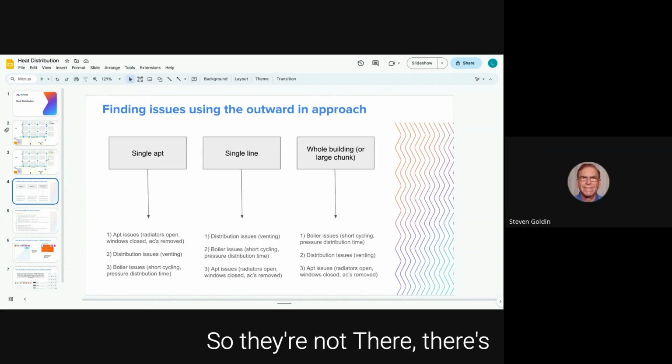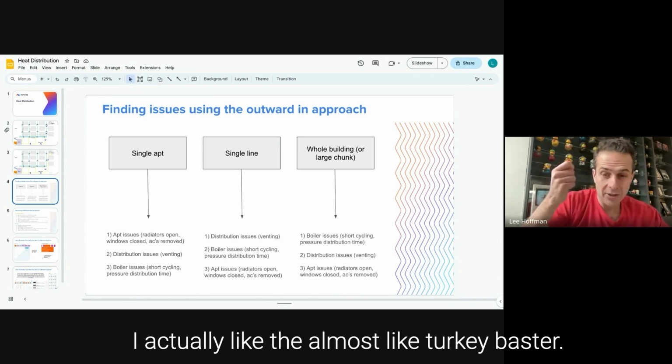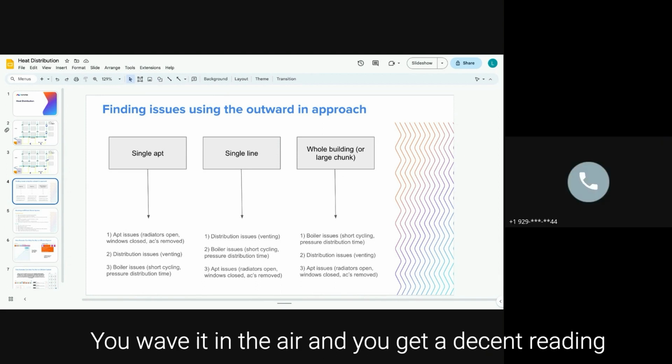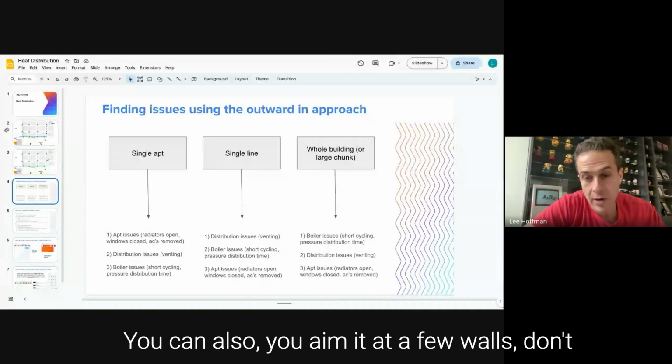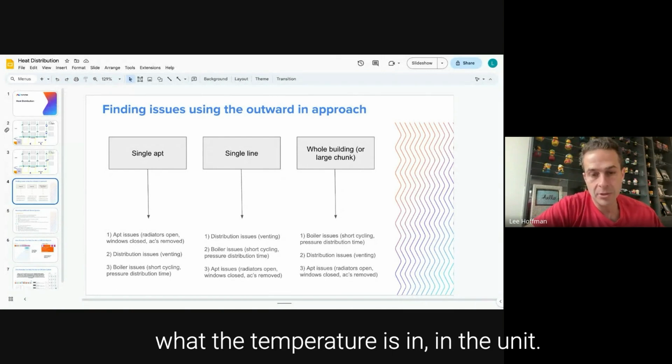Surface temperature. So they're not... There's no perfectly accurate system. I actually like the almost turkey baster. You wave it in the air and you get a decent reading if it's a precise thermometer, but a little good. You can also aim it at a few walls. Don't aim it at a wall right next to the window or right next to a stove or something. You get a pretty good approximation of what the temperature is in the unit.